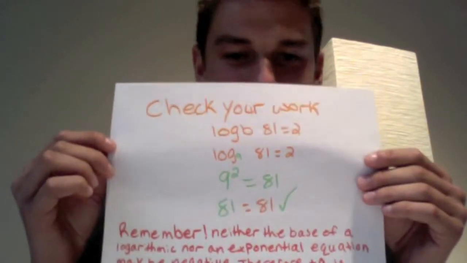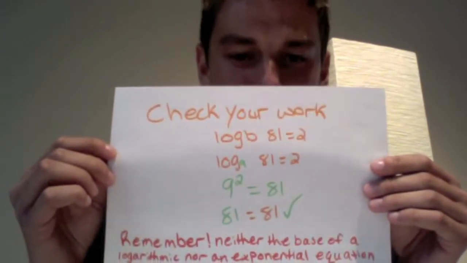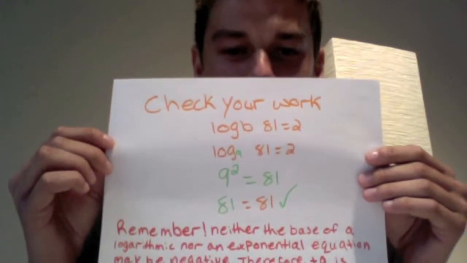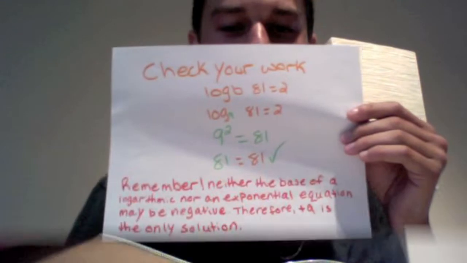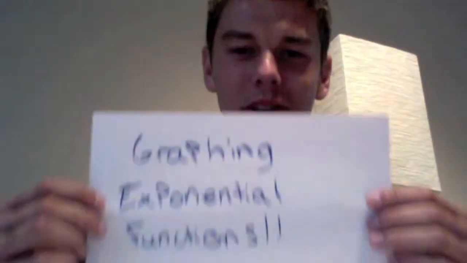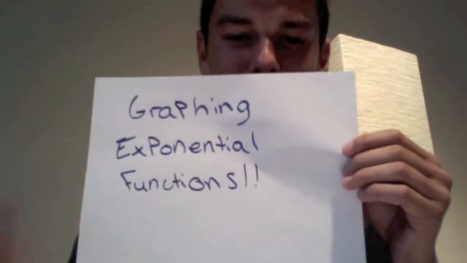But remember, neither the base of a logarithmic nor an exponential equation may be negative. Therefore, positive 9 is the only solution. Solving logarithmic equations. We are now going to jump into graphing exponential functions.